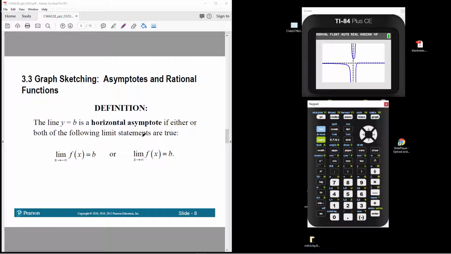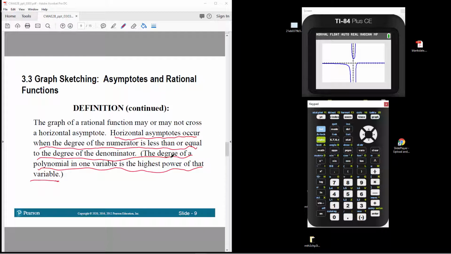Horizontal asymptote: if, as x goes to -infinity, f of x approaches a particular value, and as x gets larger infinitely, the output goes to a particular set value, then the graph has a horizontal asymptote. The graph of a rational function may or may not cross a horizontal asymptote.